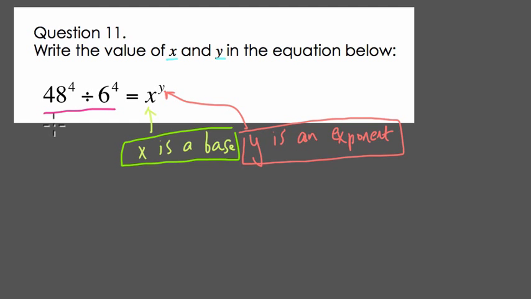6 to the 4th. I notice that not only are we dividing, but we're dividing two numbers with the exact same exponents, 4 and 4. And I notice that 6 goes into 48. So I'm thinking, wow, it would be really nice if we can just divide 48 by 6, which is 8, and maybe leave the exponent alone, or maybe even divide it. Maybe do 4 divided by 4 and get 1.